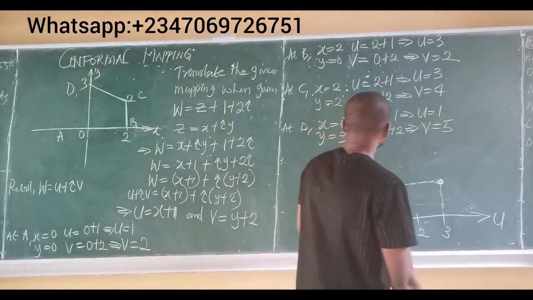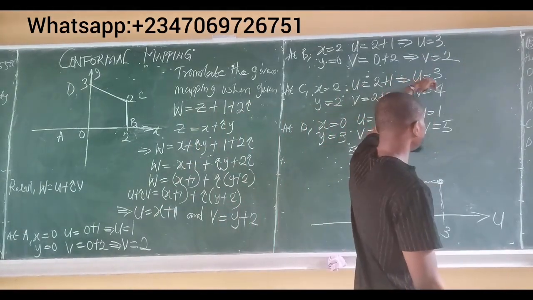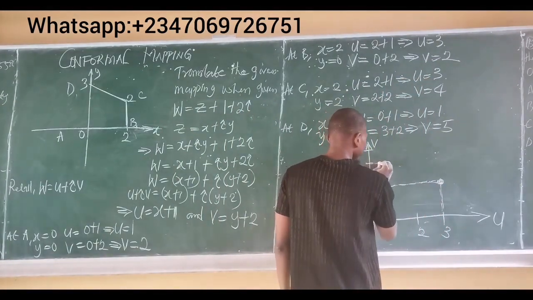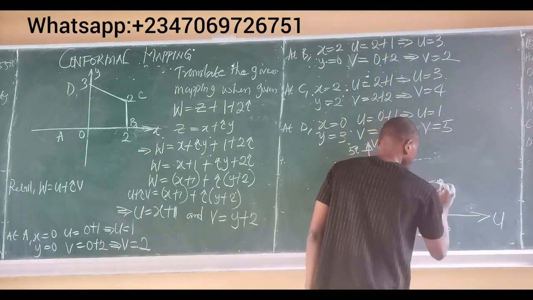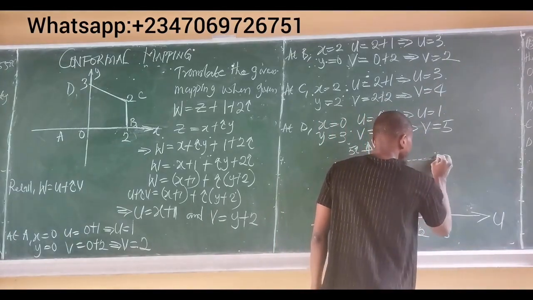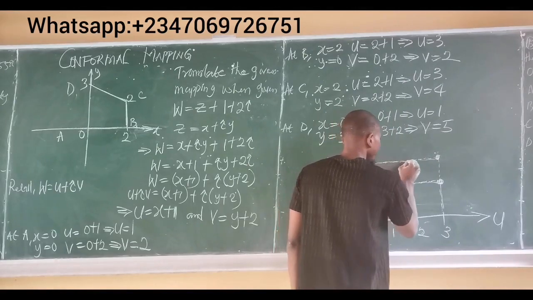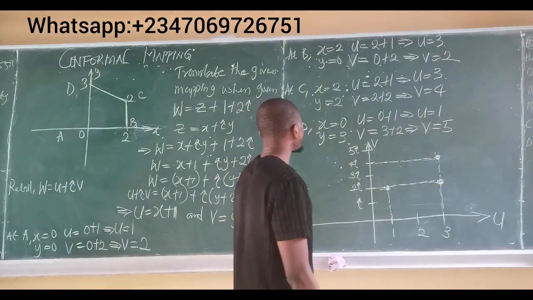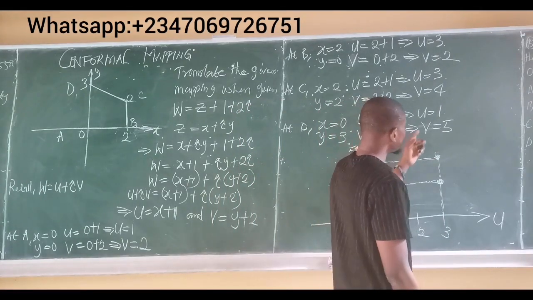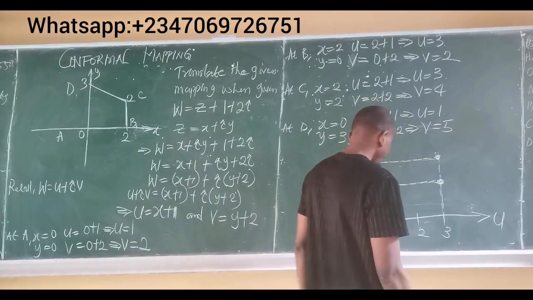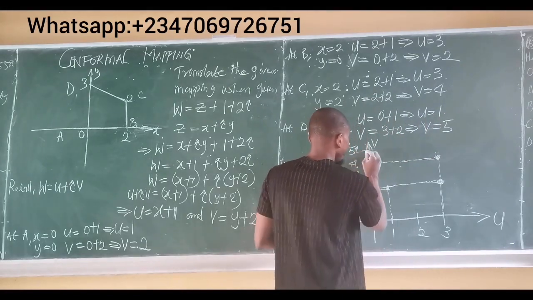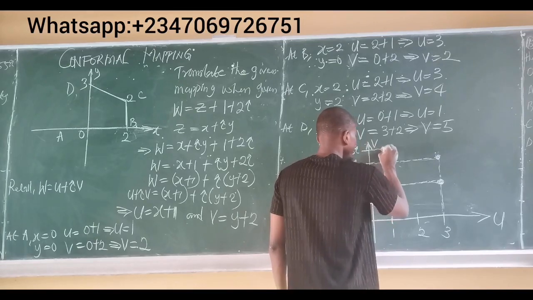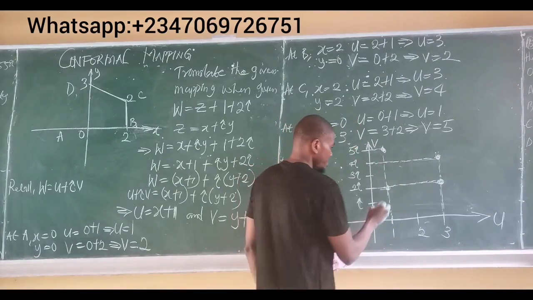At C, U is 3 and V is 4. U is 3. This is line 3 for U. This is V4. You also locate the two points. This is 3. This is where they intersect. So this is your point of intersection. You asterisk. Finally, at D, U is 1 when V is 5. This is 1. This is V5. This is where they meet. So you asterisk. Now you join all these points.